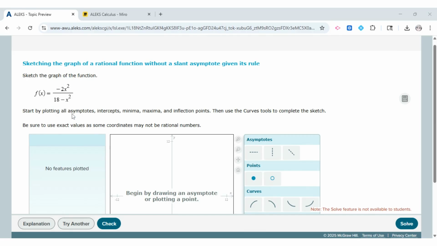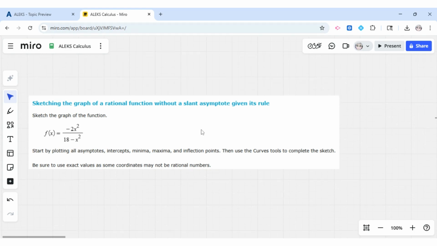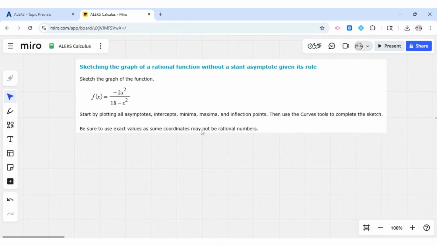Our function here is negative 2x squared over 18 minus x squared. So I've got this up on the board here so we can do some drawing and try to make our derivatives happen. So let's start with a first derivative here, and I'm going to use the quotient rule. I mean, you can always decide to use product rule by just changing the power here, but I'm going to use quotient rule.